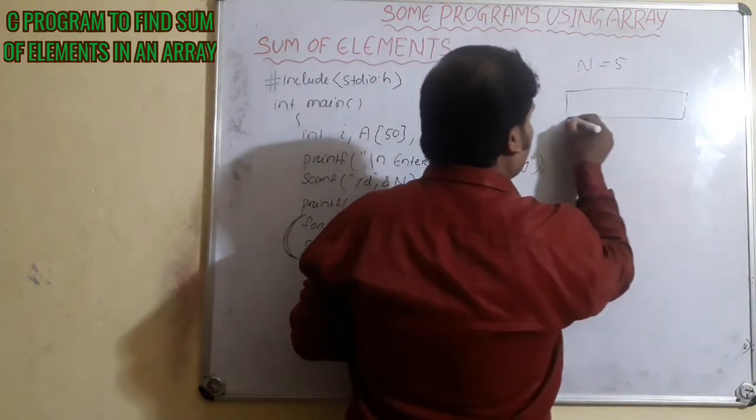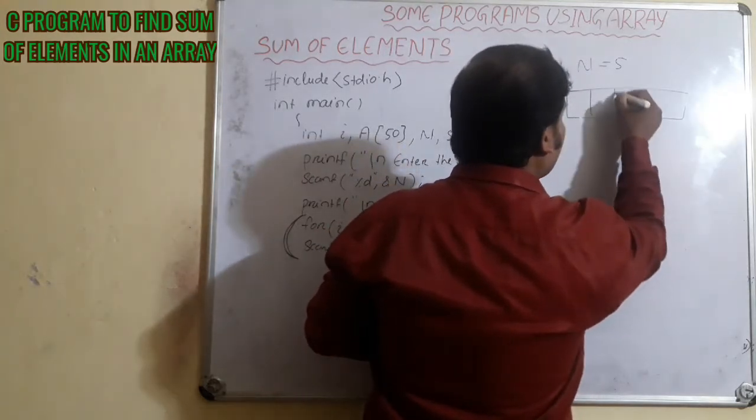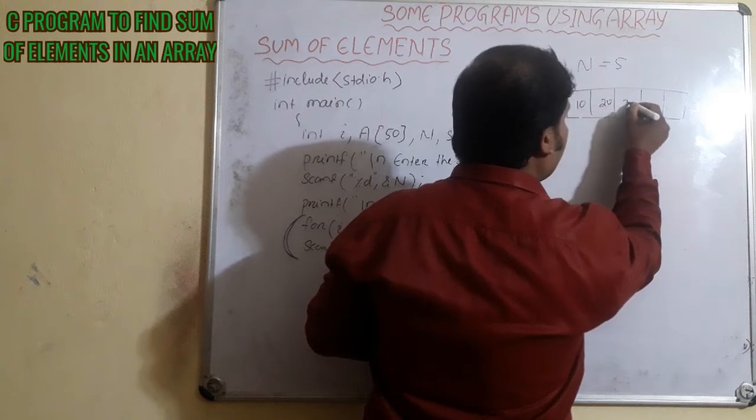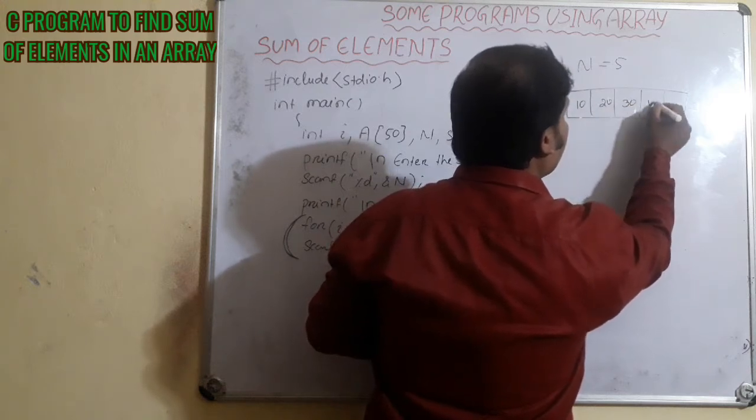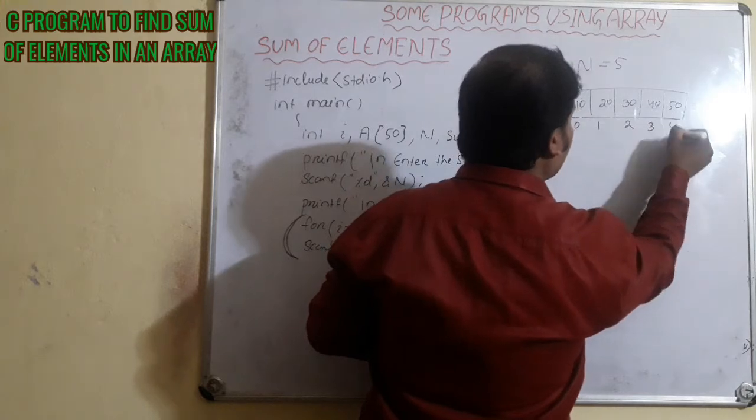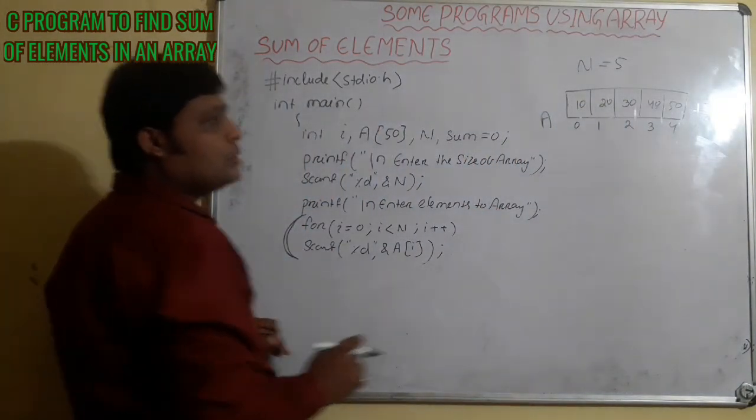So this is up to 50, but I am taking only 5 elements. Suppose I am taking 10, 20, 30, 40 and 50. This is 0, 1, 2, 3, 4 and this is array a. Clear?